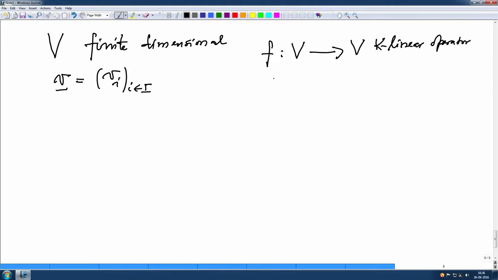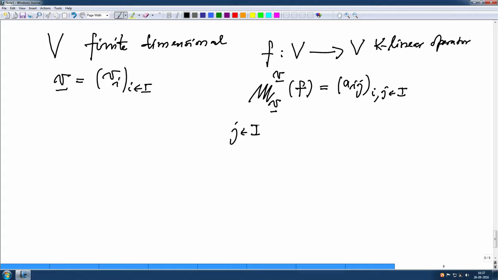And to this linear operator we associate a matrix M_VV(F). This is the matrix of F, A_ij, where i and j are both elements in I, the same basis. So for each j in I, F of Vj is the jth column, that is, the sum of A_ij Vi.